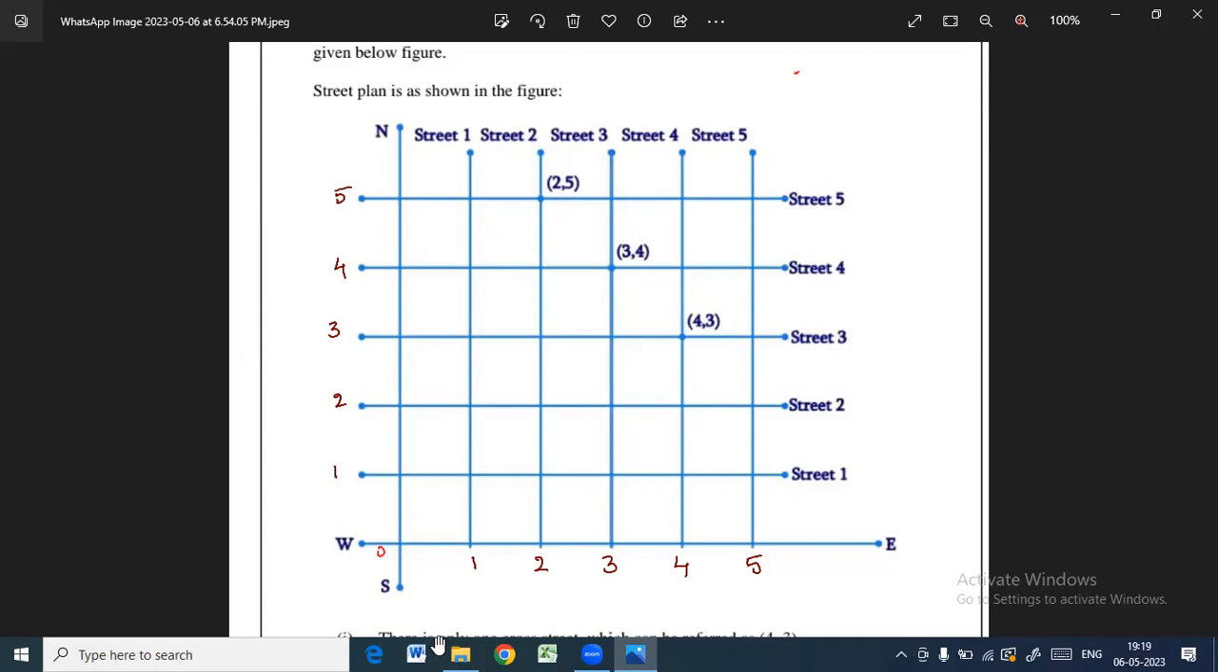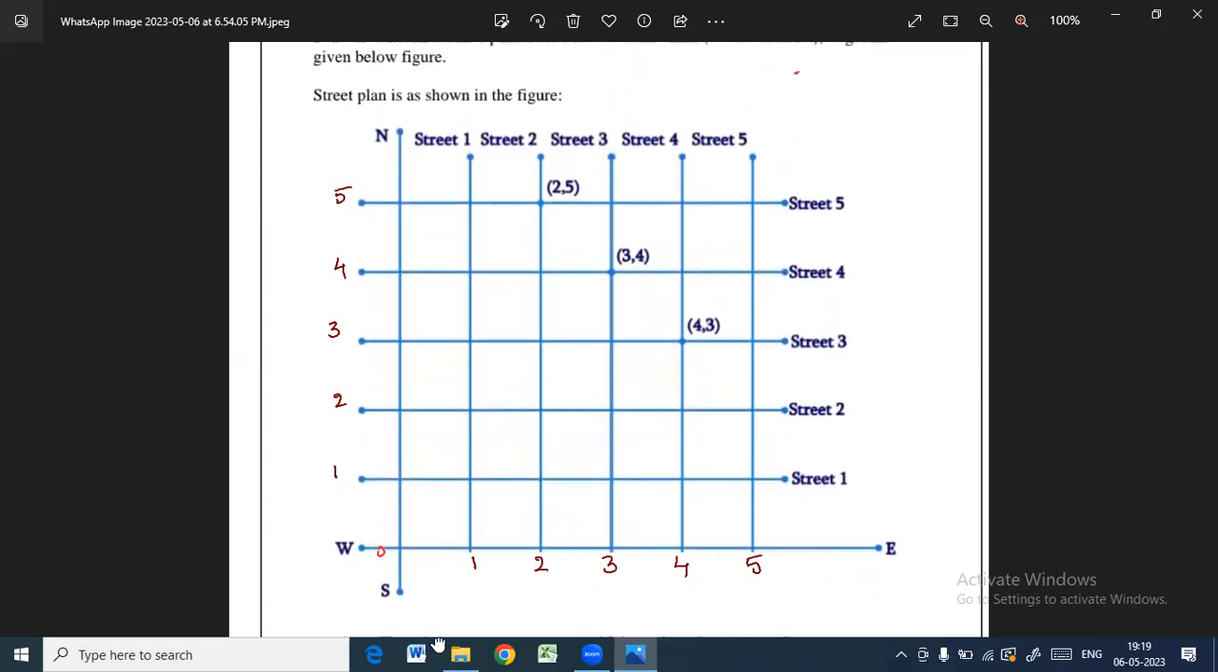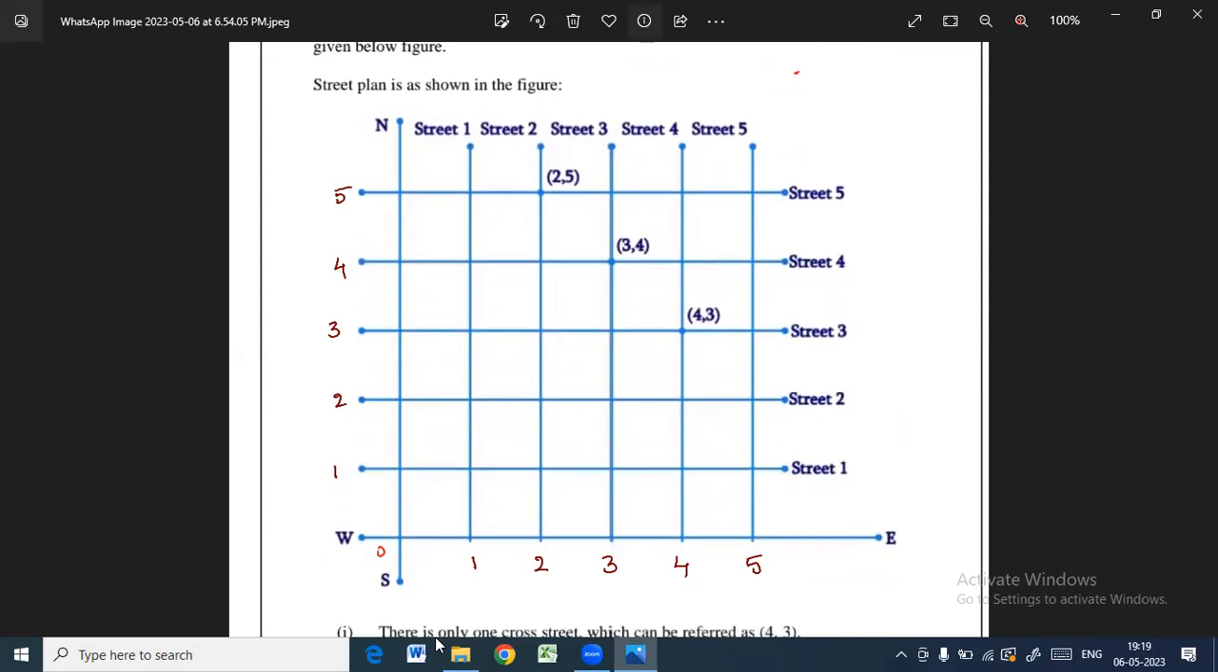When they meet at some crossing, we call it cross street 2, 5 using the convention. Which cross street can be referred to as 4, 3? This is 4, 3. This is 3, 4. This is the solution. Write it down.